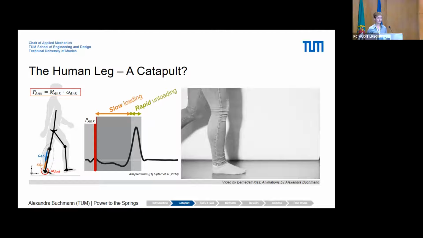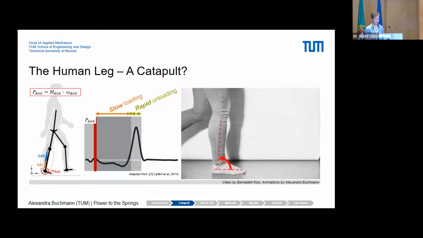These are our calf muscles, Gastrocnemius and Soleus. They both end in the Achilles tendon, and they basically actuate our ankle joint while walking. And in the middle, you see the ankle curve, the power curve around the ankle joint. And this is mechanically very simple. It's the moment around the ankle joint times the angular velocity.